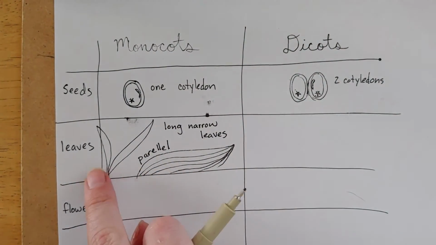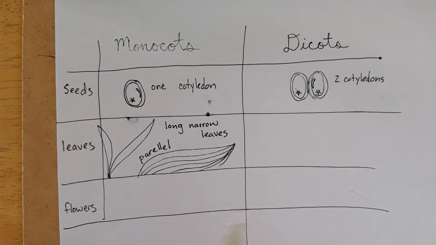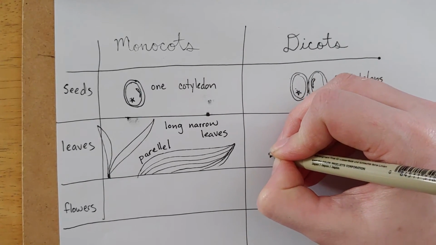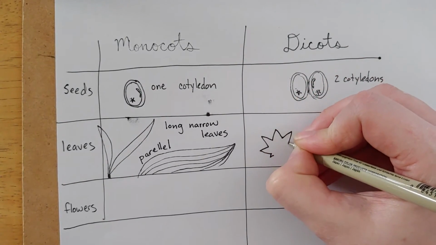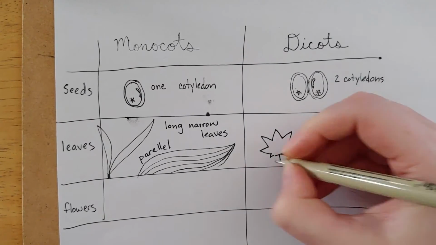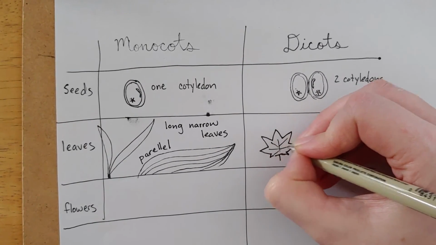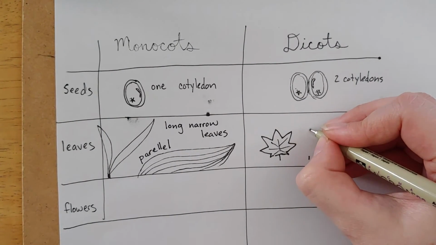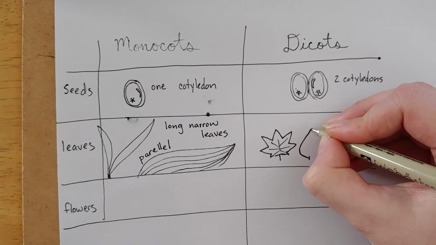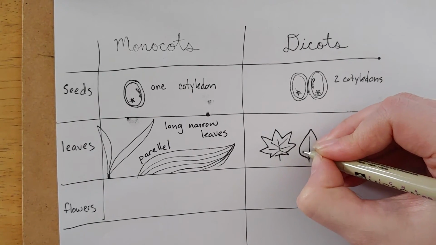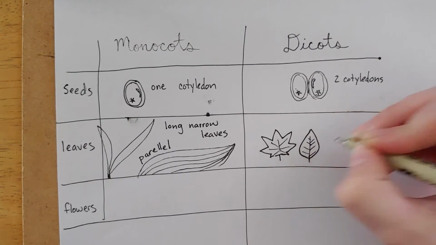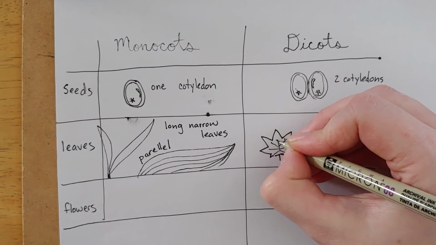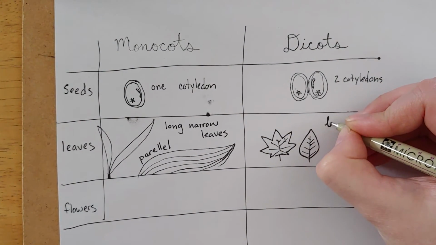All right. The dicots have leaves that are not long and narrow. They tend to be basically anything else. So if you look at a maple leaf or, let's see, the leaf on an aspen tree. Those are some examples of the type of leaf that you would expect to see in a dicot. You're going to have broad leaves.